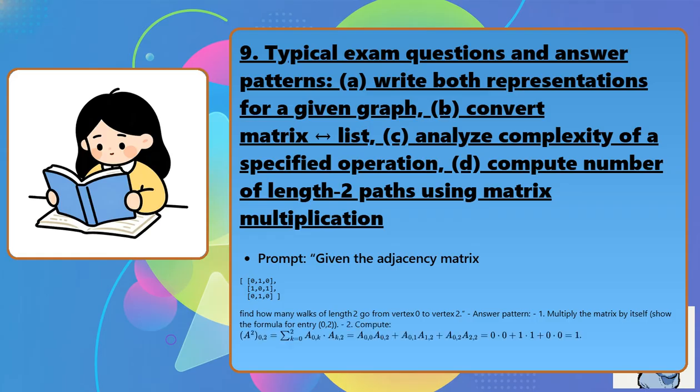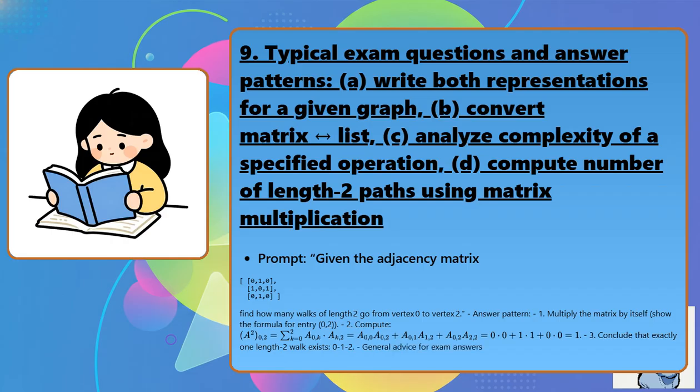2. Compute A squared sub 0,2 equals the sum from k equals 0 to 2 of A sub 0,k times A sub k,2 equals A 0,0 times A 0,2 plus A 0,1 times A 1,2 plus A 0,2 times A 2,2 equals 0 times 0 plus 1 times 1 plus 0 times 0 equals 1. 3. Conclude that exactly one length 2 walk exists: 0-1-2.